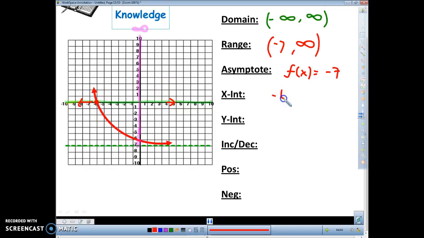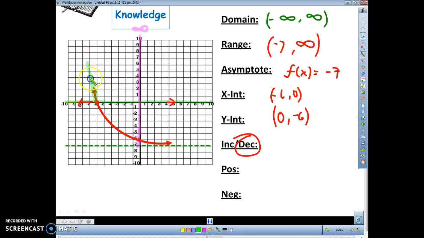X-intercept, pretty easy, (-6, 0), and my y-intercept at (0, -6). Is this function increasing or decreasing? As I go from left to right, it's going down, so it's decreasing. And then here is the difficult one, the positive and negative. When is my function positive? It is positive when it's above the x-axis, and we use domain values to discuss this. So it's positive from negative infinity all the way up until -6. We don't include it because the function is 0 at -6.